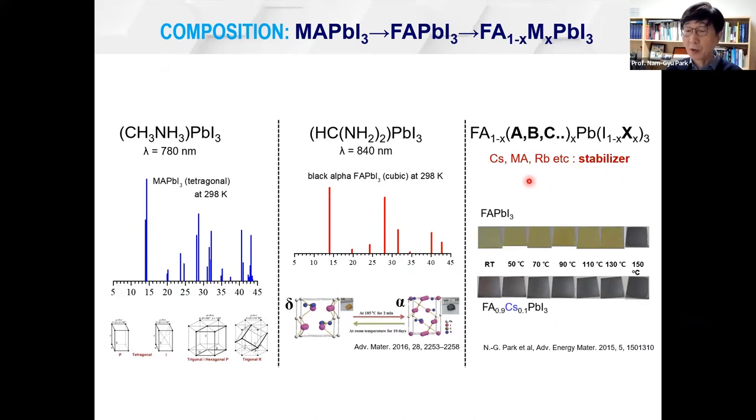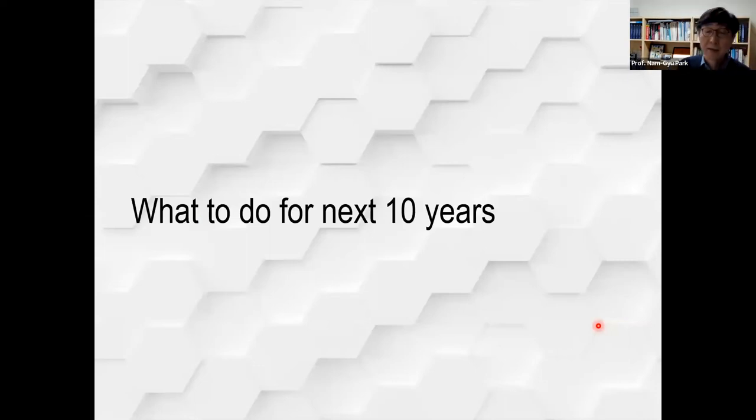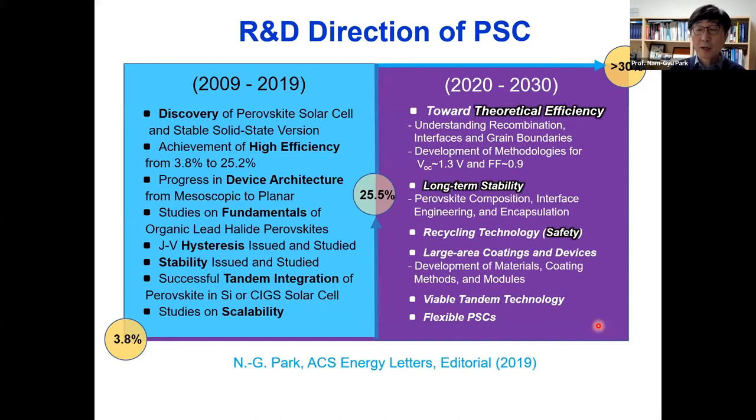If you use a small amount of, for instance, cesium, then you can stabilize the alpha phase even at room temperature. And then what to do for the next 10 years? Well, now 25.7% has been reported, almost over 25% was reported for the past 10 years.